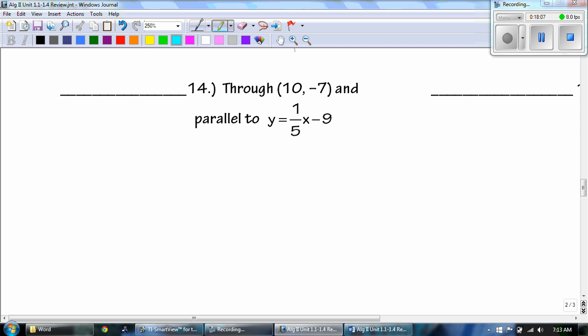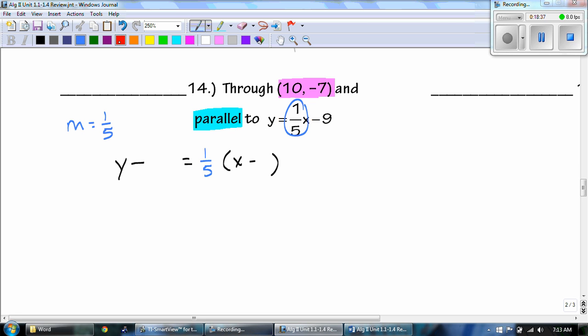Okay, so I have a point. I've got to do something through 10, -7 and parallel to y equals 1/5 x minus 9. So parallel, remember, I get to steal my slope. That's what we were talking about yesterday. Okay, and then I'm going to go into point slope to solve it. So I know my slope is 1/5, and then this turns to a +7 and -10.